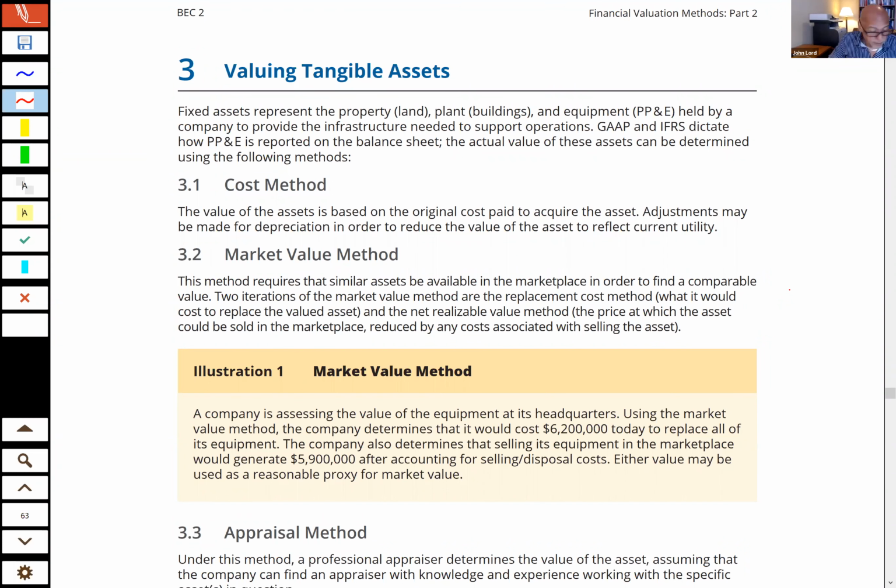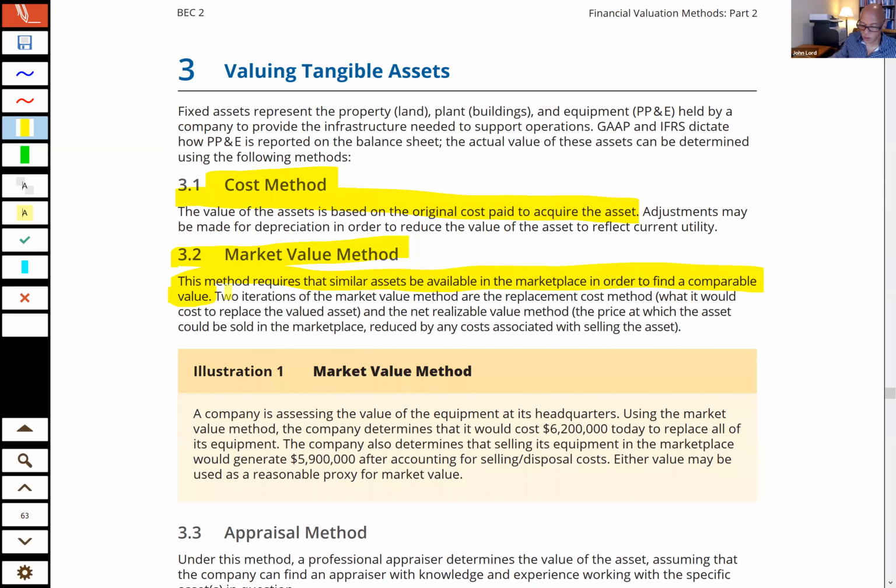very quickly. The cost method is whatever you paid for that. The value of the asset is based on the original cost paid to acquire the asset. Again, we're not talking about valuing for accounting purposes here. We're talking about valuing for just measuring the value of a particular asset more from a management standpoint than from an accounting standpoint.